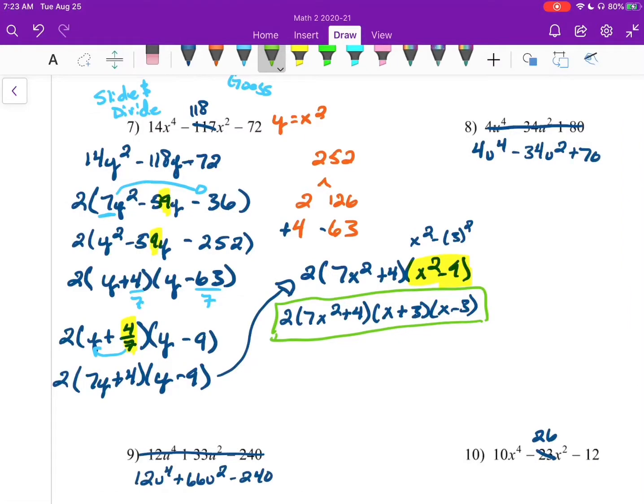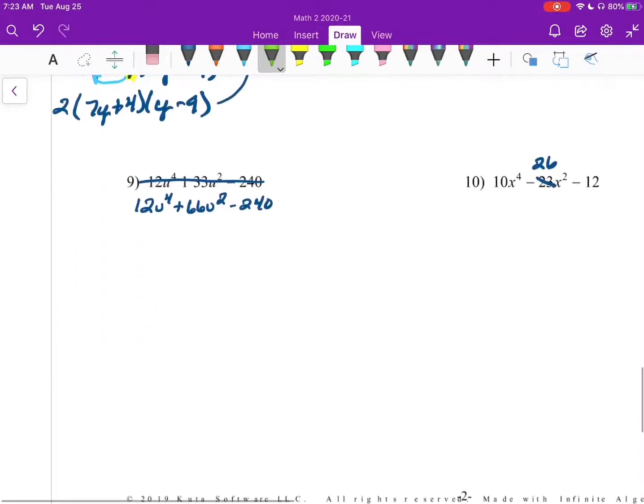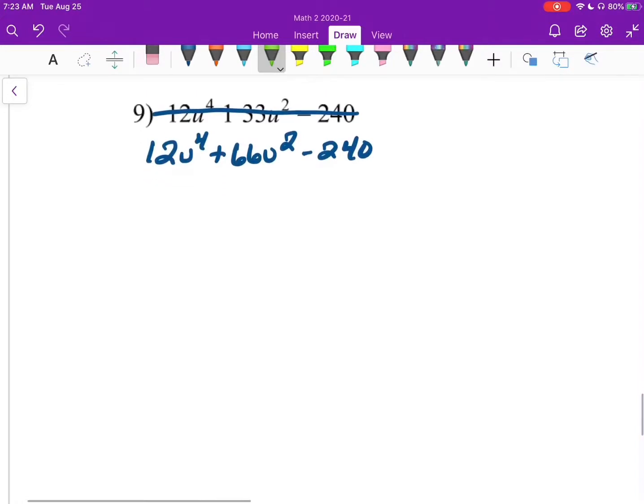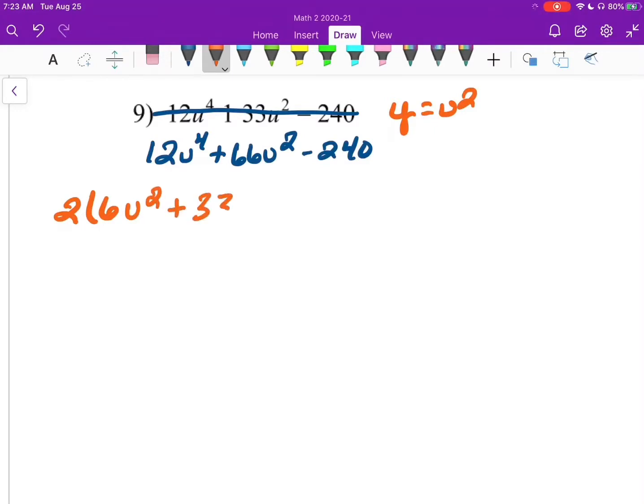All right, there we are. I am going to go straight down to number 9 now. So let's start off by seeing if we can pull anything out. I think we can pull out a 2, so let's pull out a 2. We're going to have a 2, and then we'll have 6. And let's go ahead and put in a y. Y equals u squared. So we'll have u squared plus, what is this going to be, 33u minus 120.